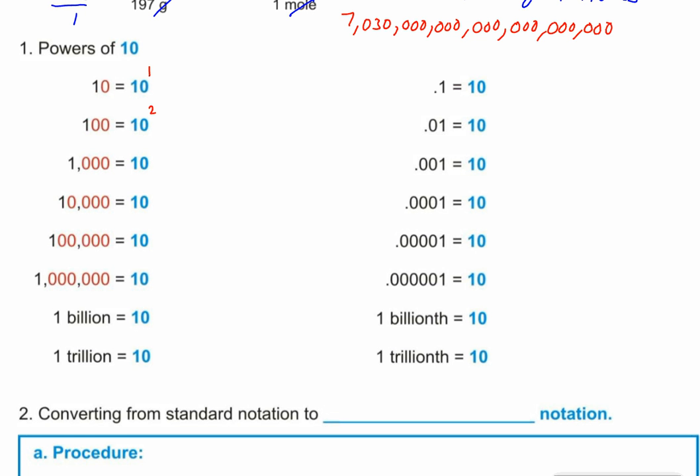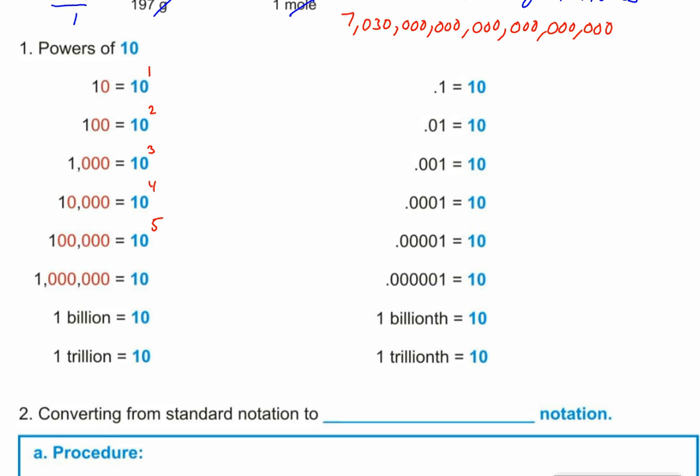This is the whole basis of writing in powers of 10. 1,000 would be 10 cubed, or the third power. 10,000 is going to be 10 to the fourth power. Does anybody see a pattern? What's the pattern you see? Abigail? Whatever the exponent is, that's how many zeros.